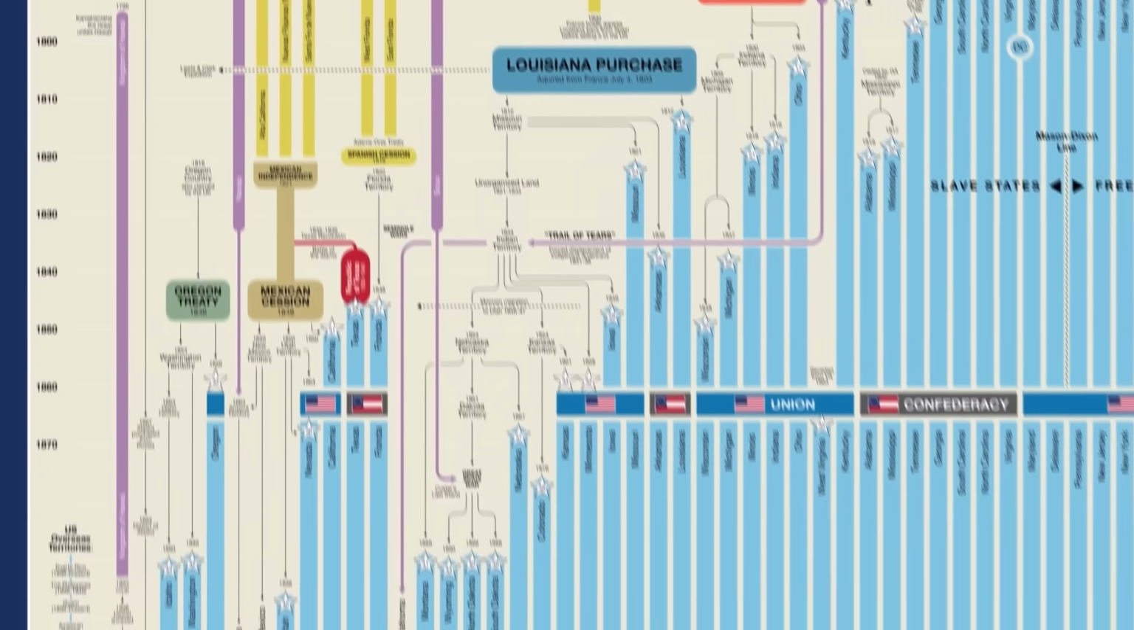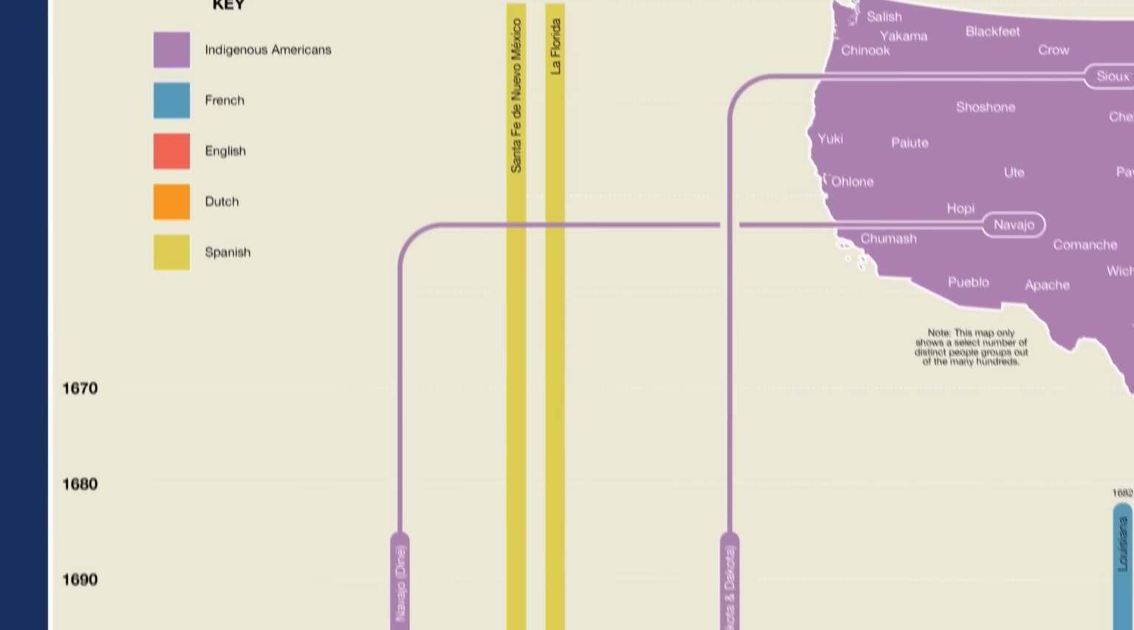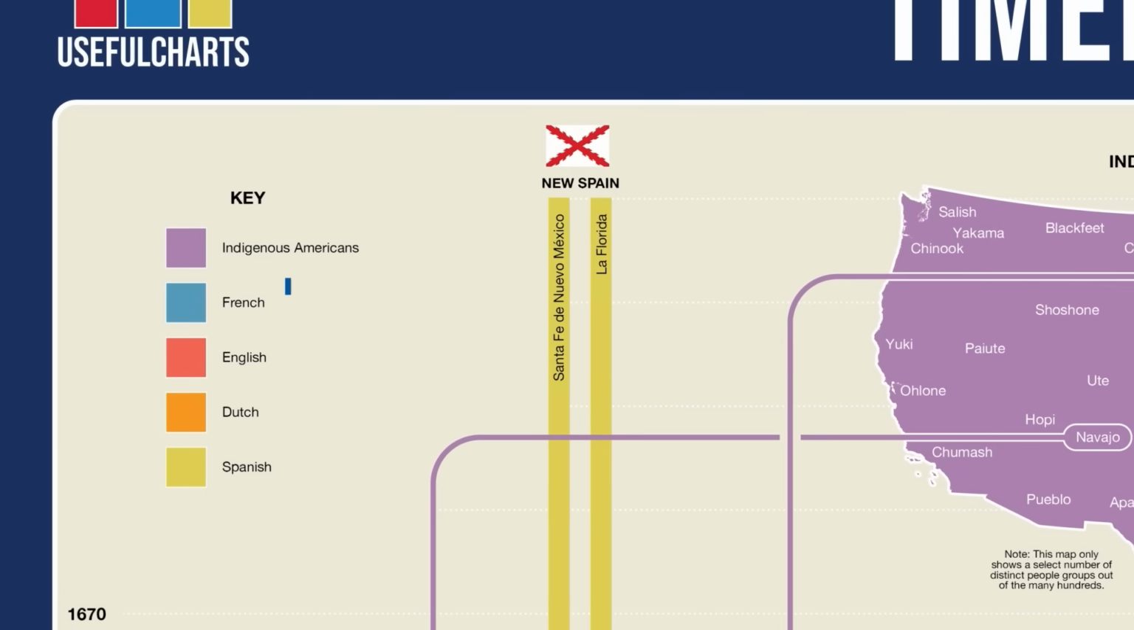Now, at this point, let's go all the way up to the top and look at this key here. You already know that blue stands for France, red for England, and yellow for Spain. Well, take note that you're also going to see a bit of orange on the timeline, which stands for the Dutch, as well as purple, which stands for Indigenous Americans.